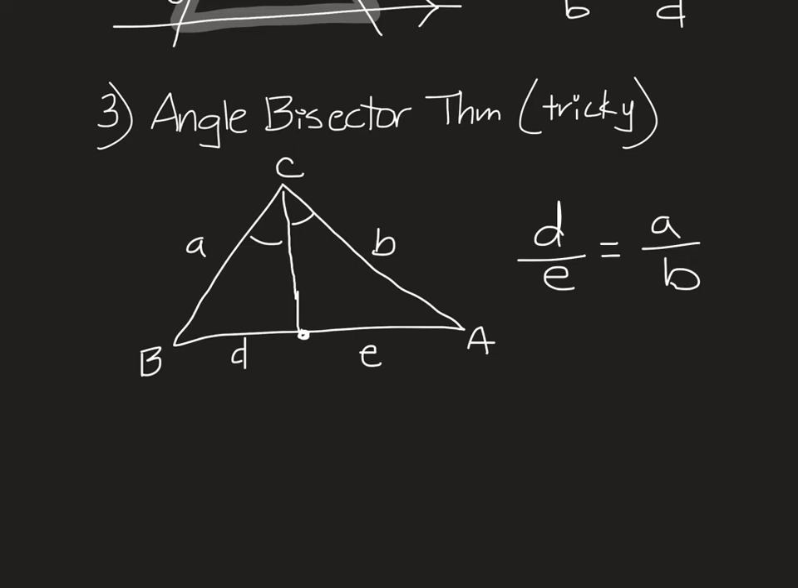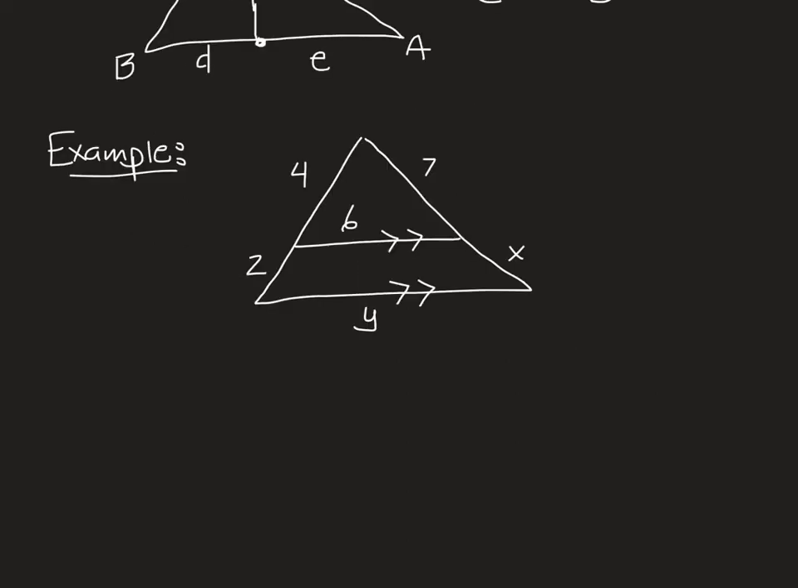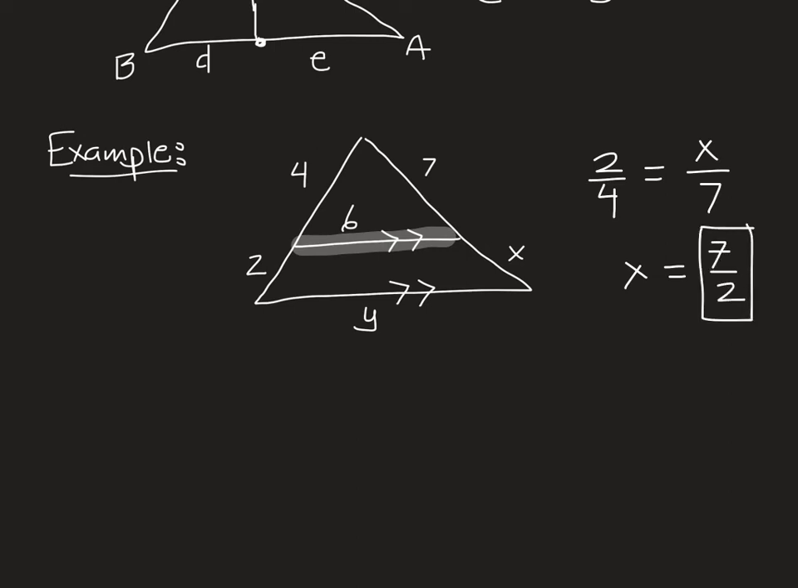And now for a sample problem. Okay. The easier side will be side X. So using my side splitter theorem, we've drawn an interior piece which is parallel to the third side. I can now say 2 is to 4 as X is to 7. In this we can solve quite quickly and say this is 7/2. I think it reduces down to that. Hopefully my mental math is okay.